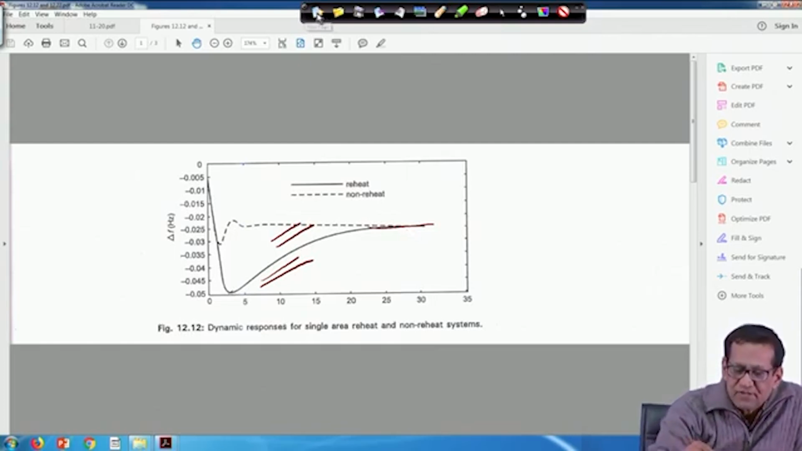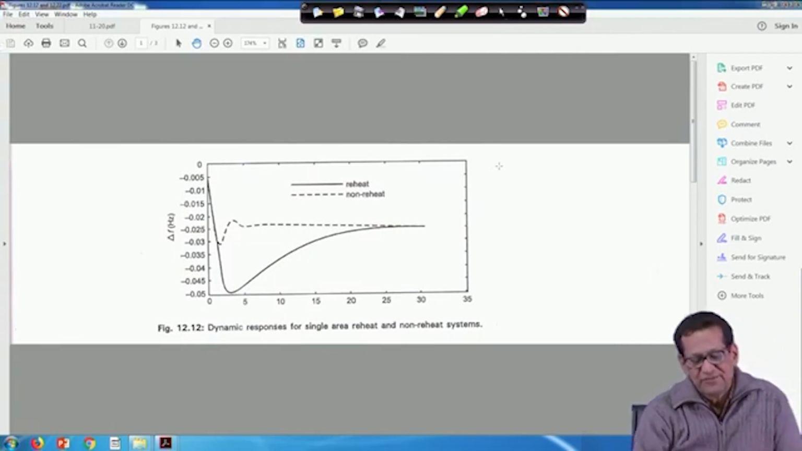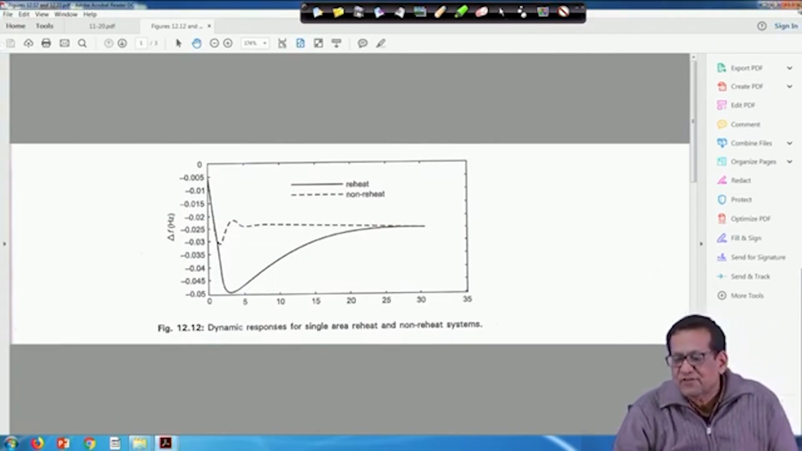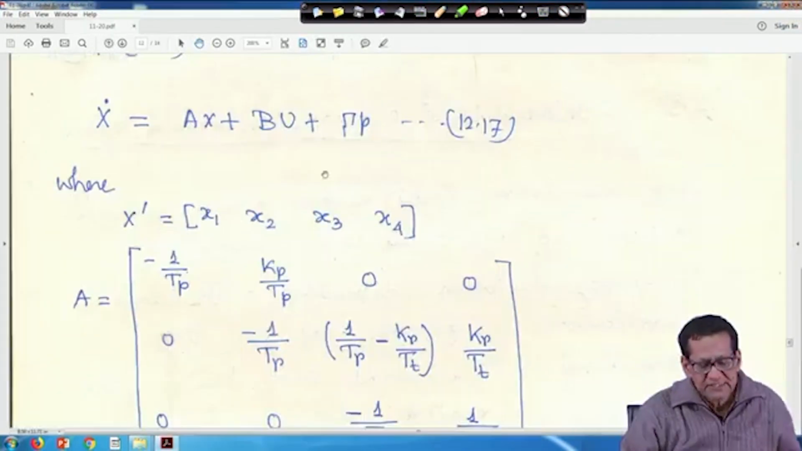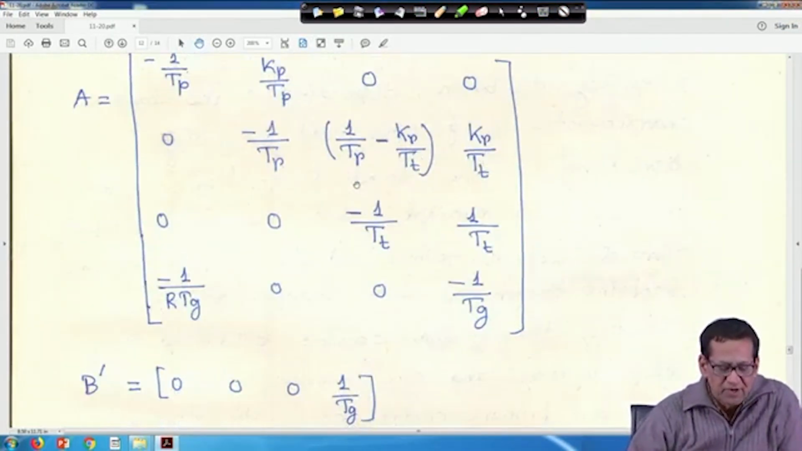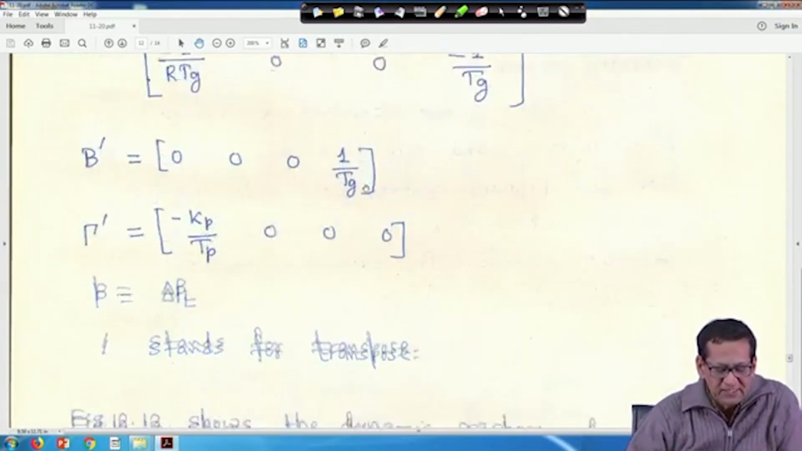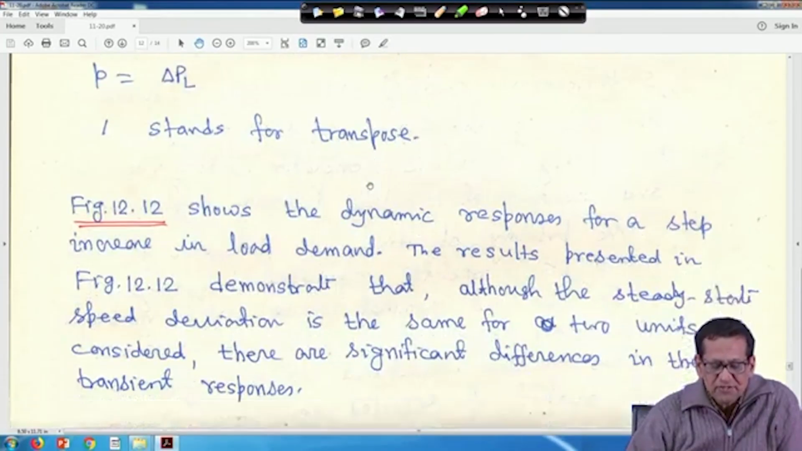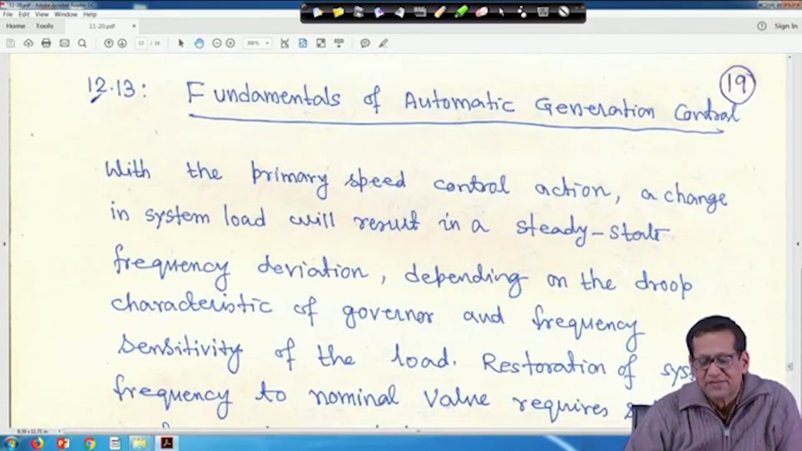So, this is the diagram. Now again I will go back to this one. This is our A, B transpose and gamma, and I have shown you the dynamic responses also.